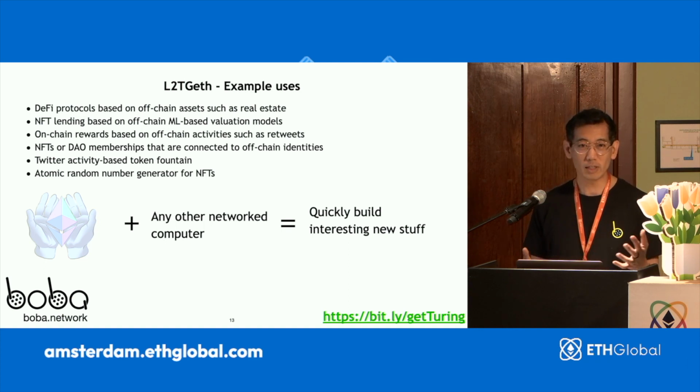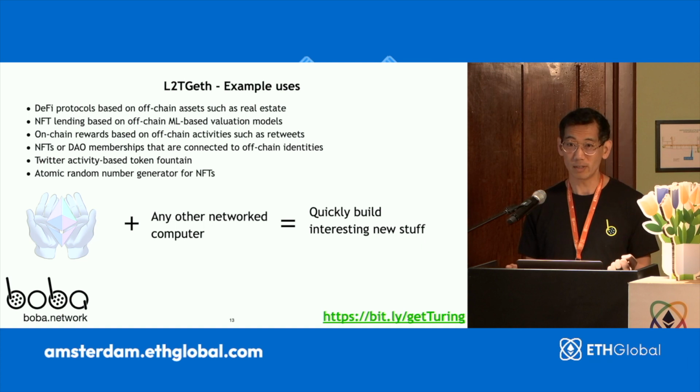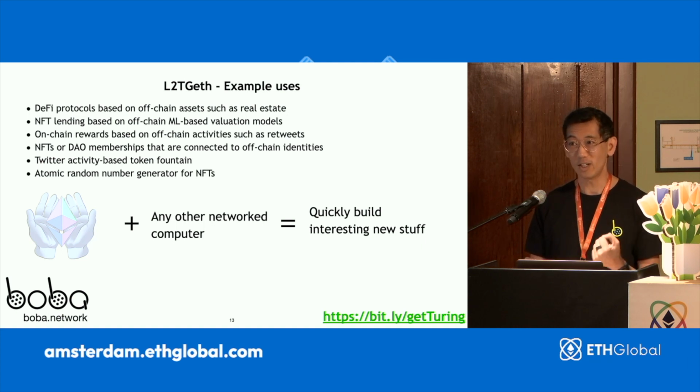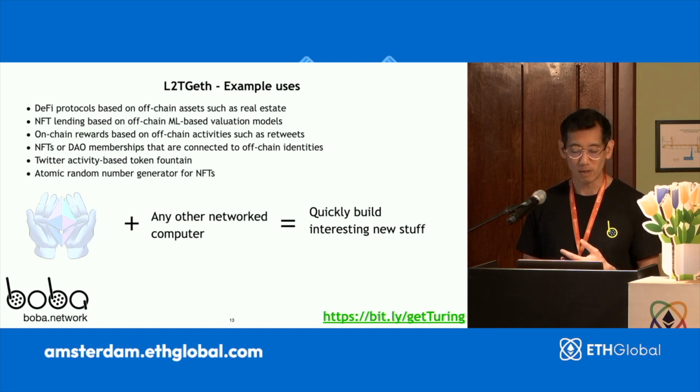You might also want to incentivize your community members to do certain things on social media, for example, to retweet, and you can use Turing to call Twitter to verify that, to see if someone has actually retweeted something. After the verification, you can then automatically release or airdrop some rewards to these community members, right? And since it's all happening on layer 2, these transactions are much cheaper, much more affordable than if you were to do it right on layer 1.